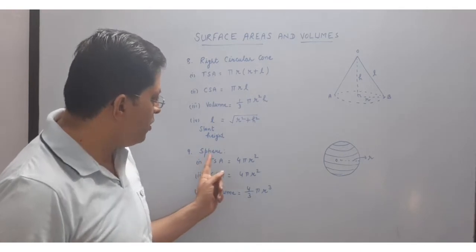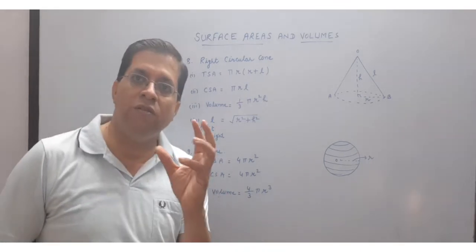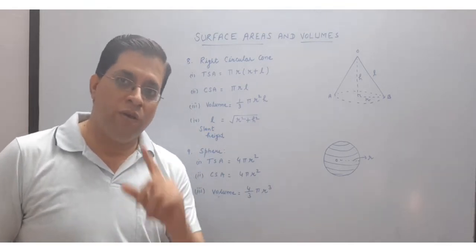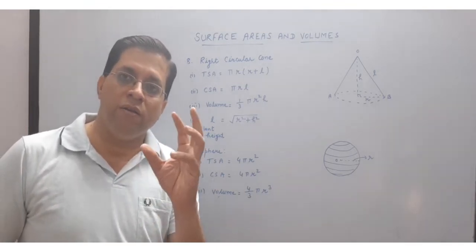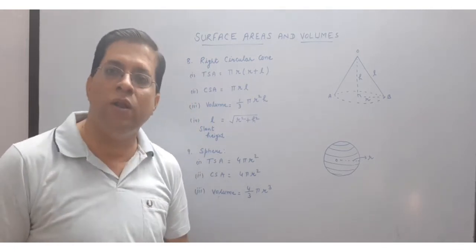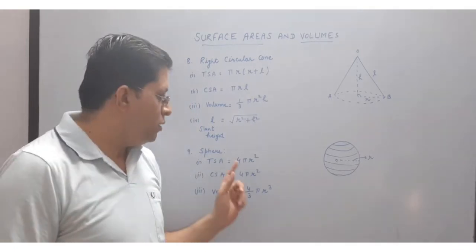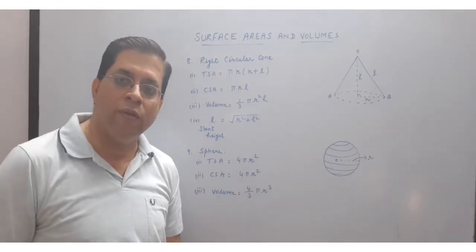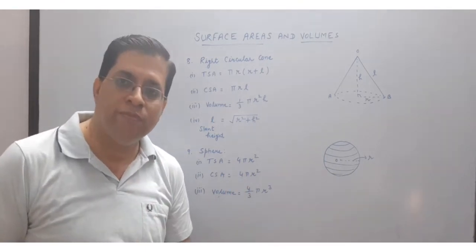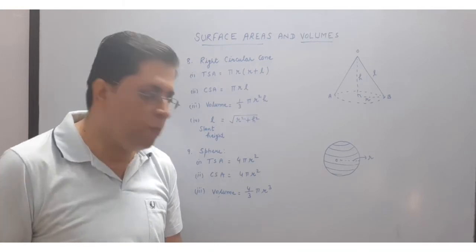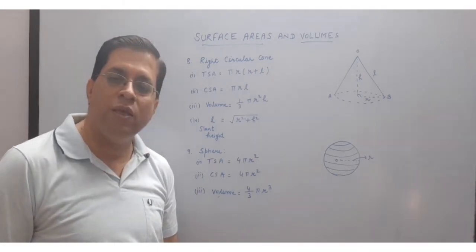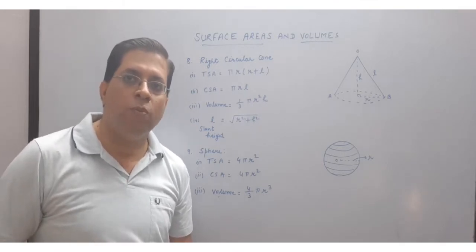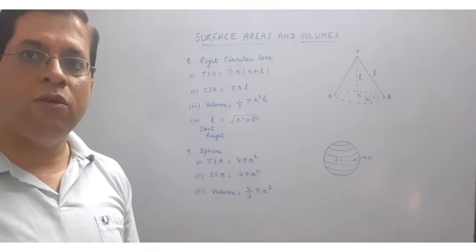Come on, the new shape is the sphere. A sphere is just like a ball. In that ball, TSA and CSA are both equal. TSA is 4 pi r square, CSA is also 4 pi r square. And what is the volume of it? Volume of the ball is 4 upon 3 pi r cube.